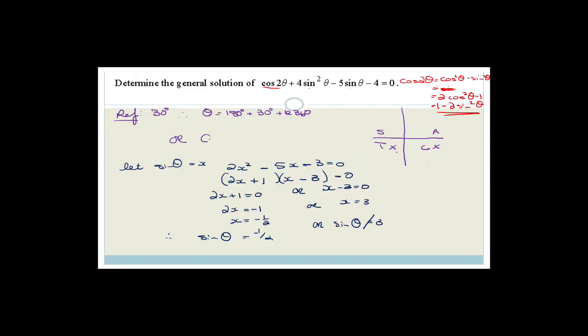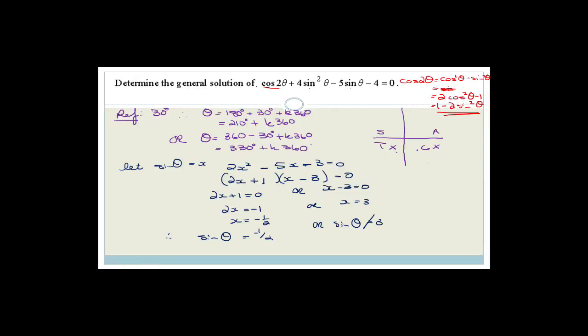Or we're looking at theta is equal to 360 minus 30 plus K360 degrees, because it has to be in the fourth quadrant. So therefore, it's 180 plus 30 is 210 degrees plus K360, or it is 330 degrees plus K360. And there you go.